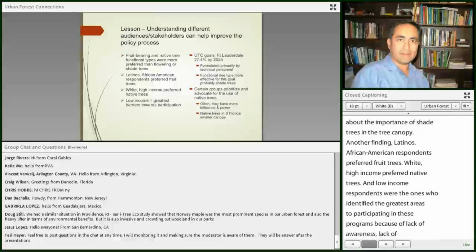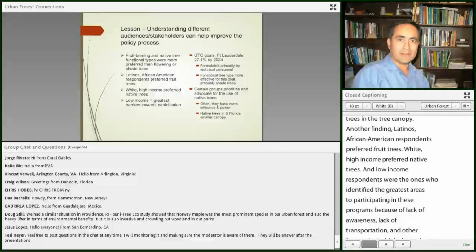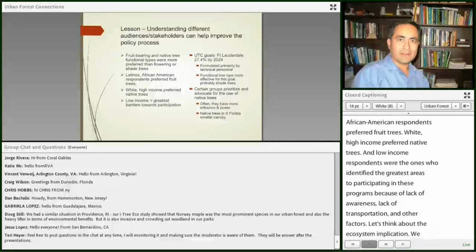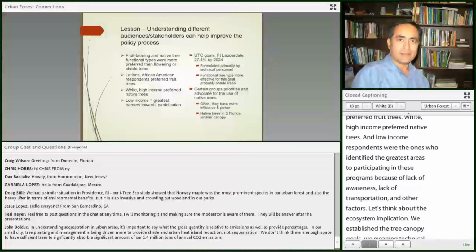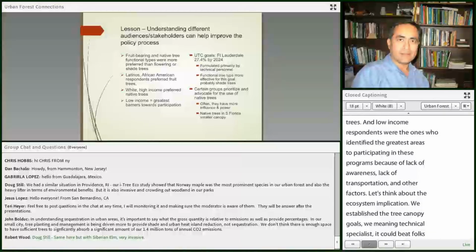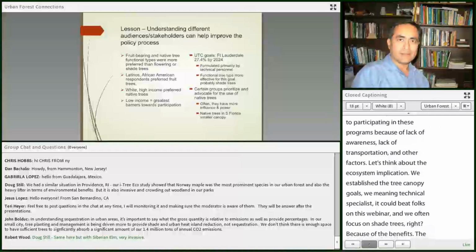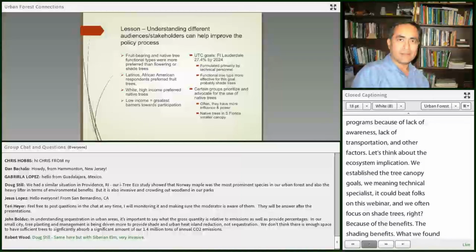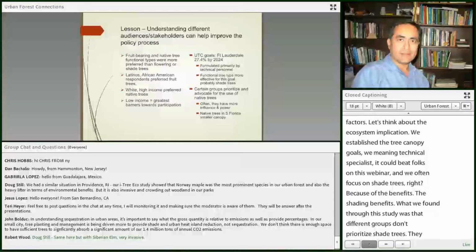Okay, so let's think about the ecosystem implications of it. So we established these tree canopy goals, and we, meaning technical specialists, a lot of people listening in on this webinar, often focus on shade trees, right, because of their shading benefits. But what we found through the study was that different groups don't prioritize these shade trees and aren't often aware of these tree canopy goals. They prefer other values. They prefer other tree functional types, right?